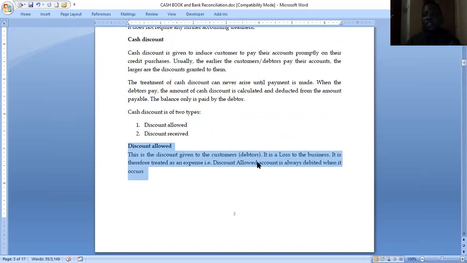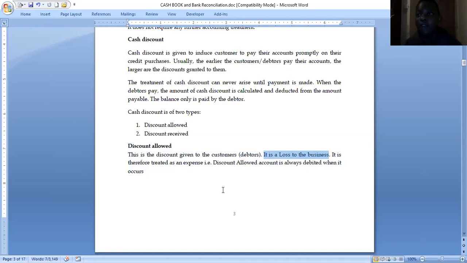So when your customers pay in good time, you give them a discount as an appreciation for paying you in good time. That discount you give them is called a discount allowed. A discount allowed is a loss to the business, or we can also say it's an expense to the business. So it is treated as an expense.